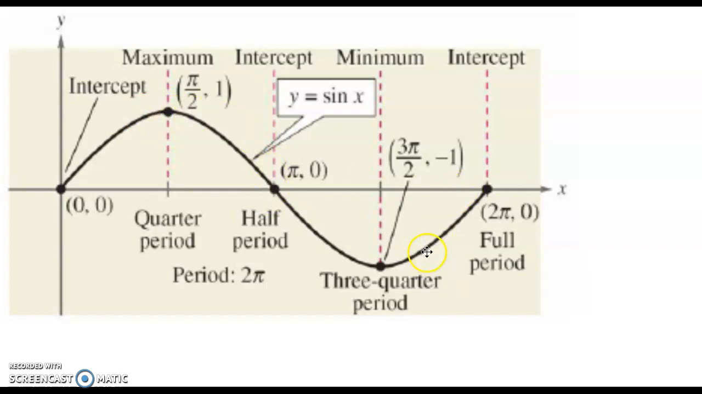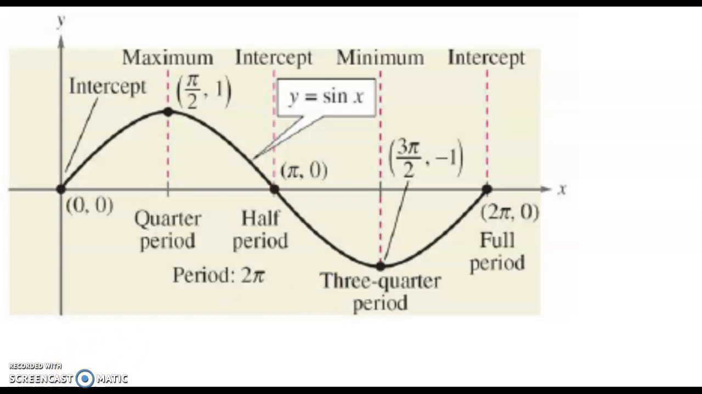So that vocabulary is important that we understand, that a period is the number of x values or the amount of time that it takes to complete one cycle. One cycle is basically one time around the unit circle. And it gives us specific points called intercepts, maximums, and minimums. Okay. The period for the parent function of sine is always 2 pi because it's one time around the unit circle, which is 2 pi.